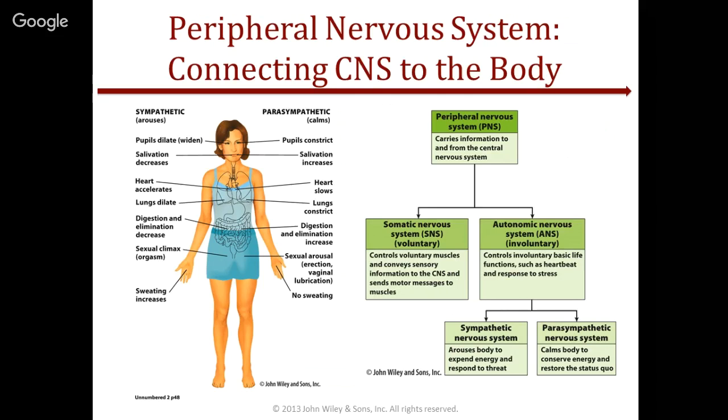And this goes specifically into the peripheral nervous system. We looked at that on the other slide. This gives you a little bit more in-depth look at the peripheral nervous system, because this is where a lot of our sexual arousal comes.